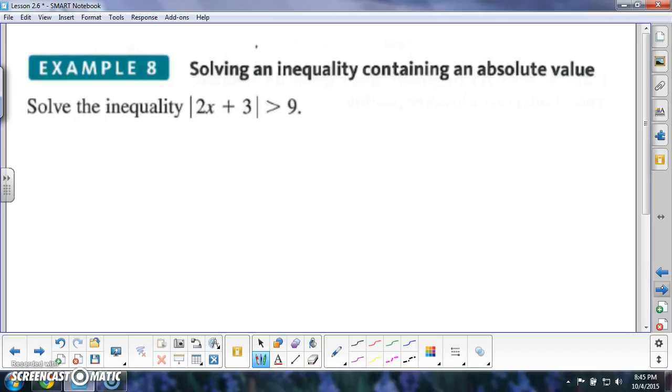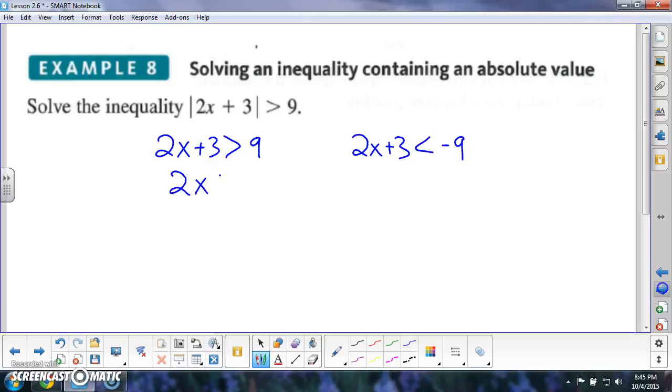Another absolute value inequality. 2x plus 3 has to be greater than 9, and 2x plus 3 has to be less than negative 9. So to solve these, using our rules of algebra, we find that x has to be greater than 3. We'd also find that x has to be less than negative 6.